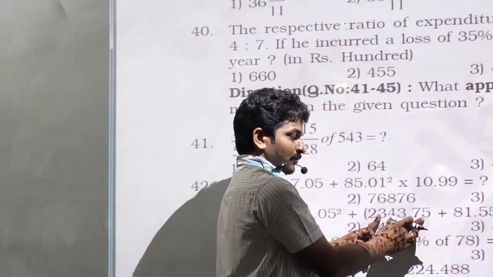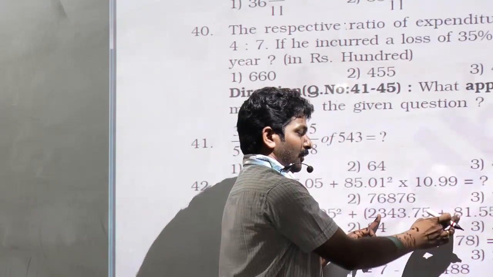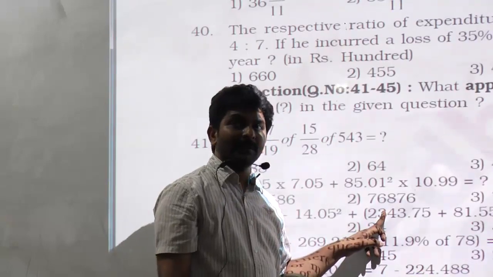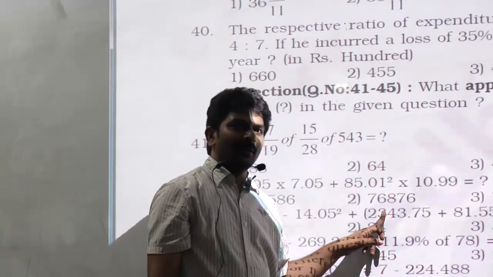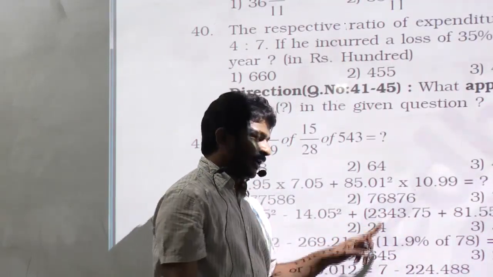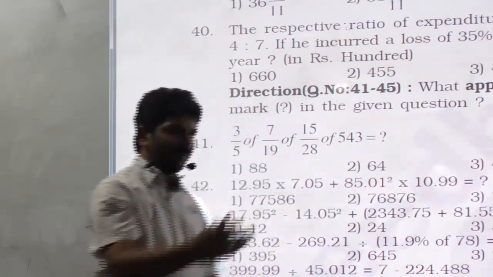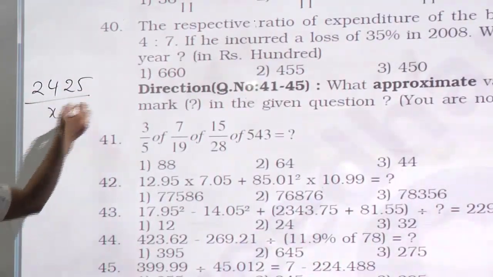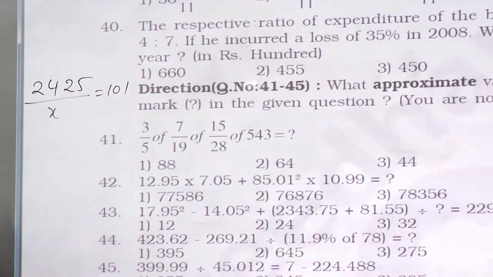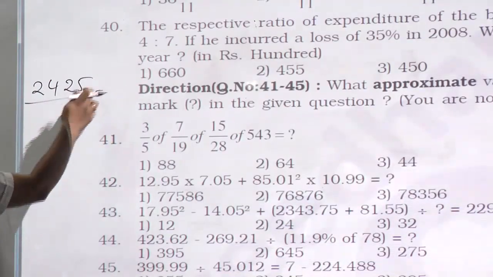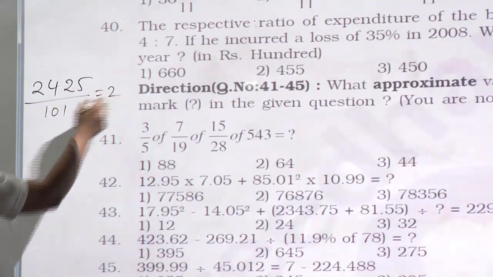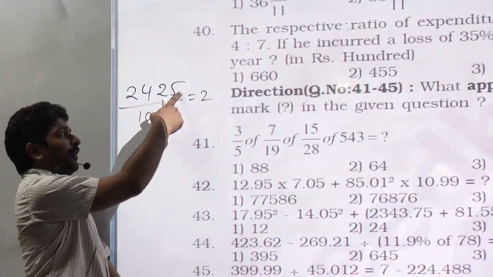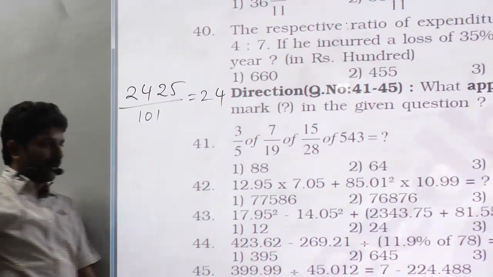2344, 44, 81 or 82, whatever it is. 44 plus 81, 125. 2300 plus 125. 2425 divided by x is equal to 101. Yes or no? So x is equal to 2425 divided by 101. 2 times 202. Still you have 405. How many times? 4 times. 24 is the answer.